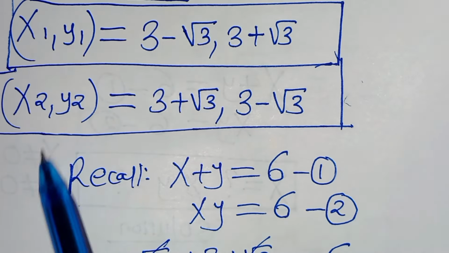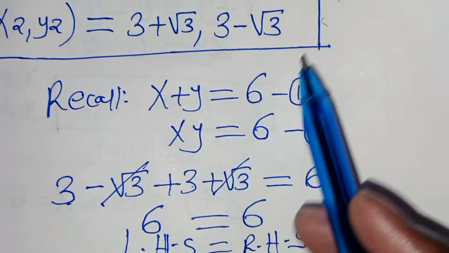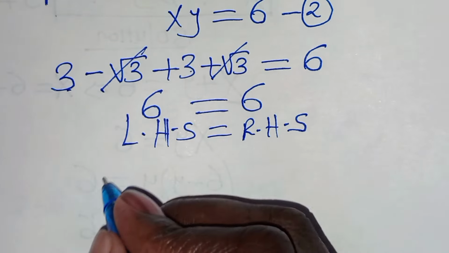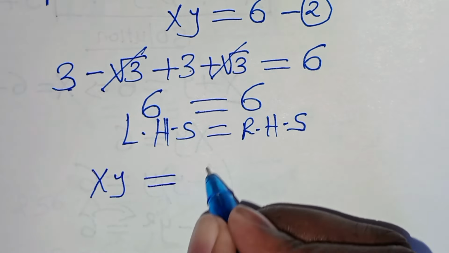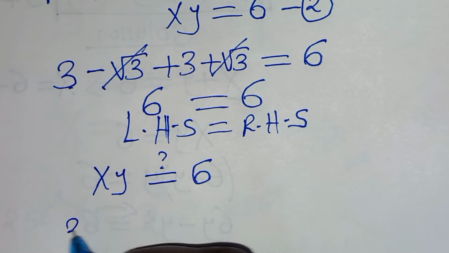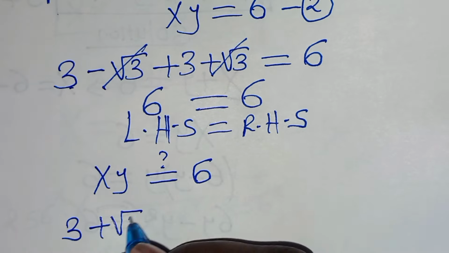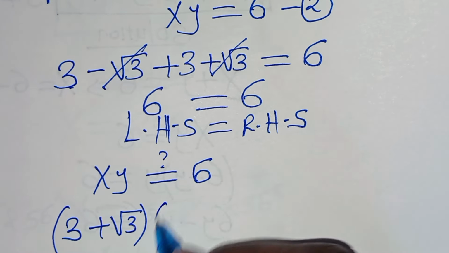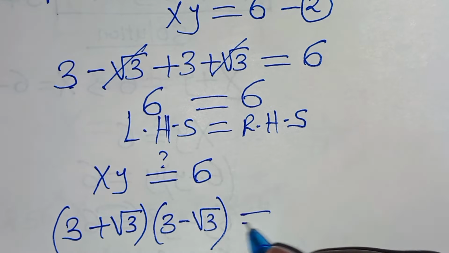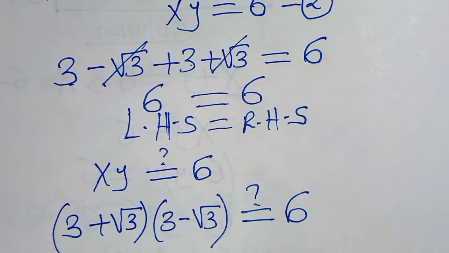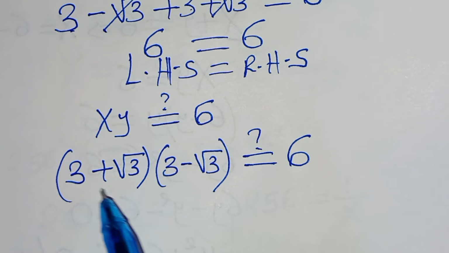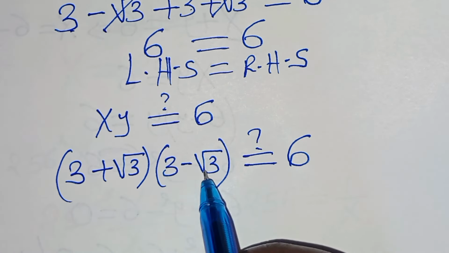So let's check x2, y2 by applying equation 2 here. So equation 2 is x times y. This is supposed to give us a value of 6. So now we have 3 plus square root of 3 times 3 minus square root of 3. This should give us a value of 6. The next step from here, let's multiply this. So we have 3 plus square root of 3 and 3 minus square root of 3.